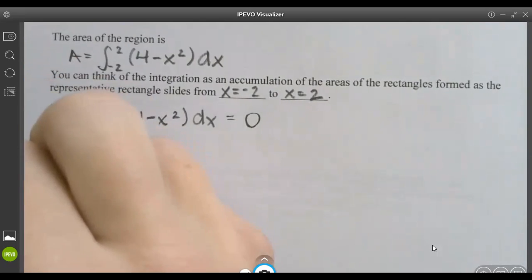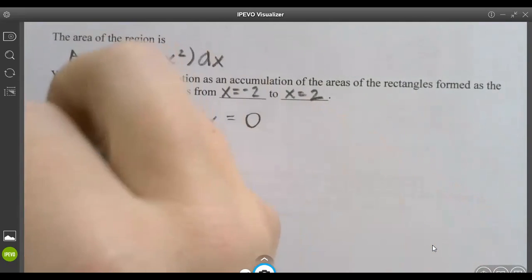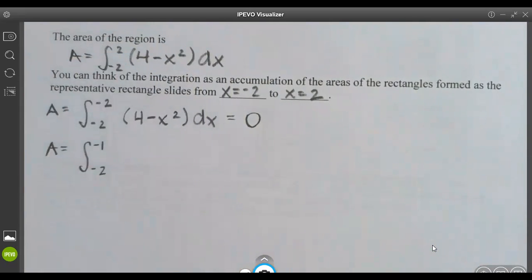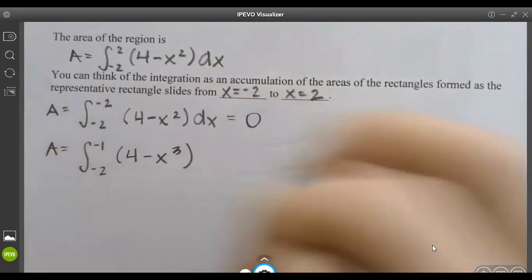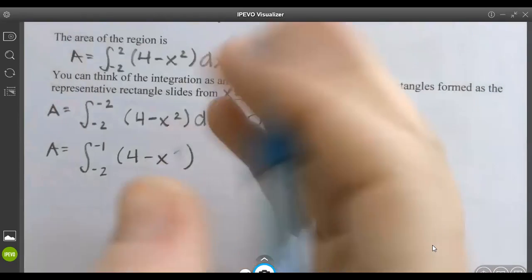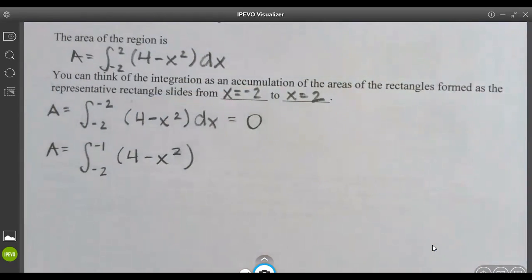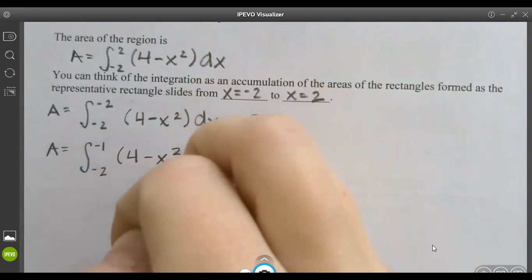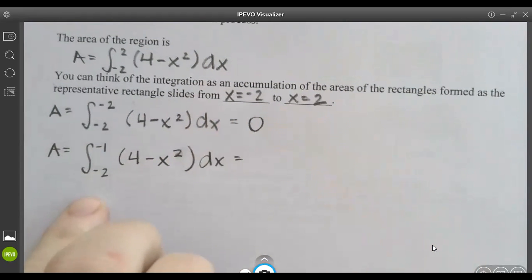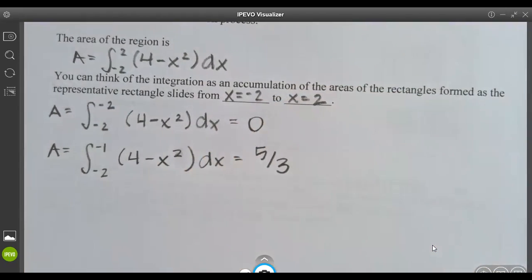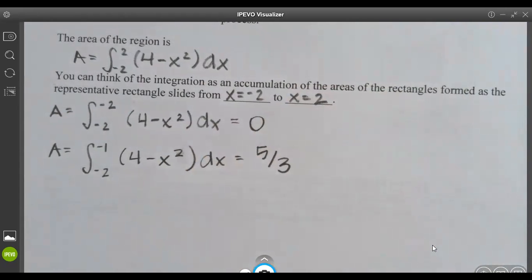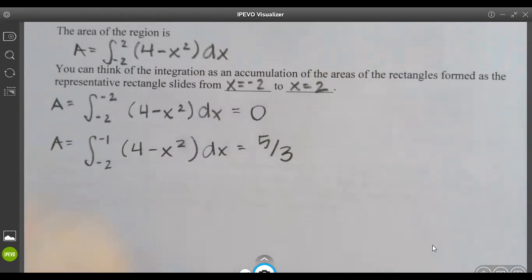Then you just go up a unit. So from -2 to -1. So we're just going to keep creeping up by 1. Same thing, we would have 4x minus x cubed over 3. And then we would plug in -1 minus plug in -2. And when you do that, you get 5/3. So we're not doing the work to find the area is what I was trying to explain to you earlier. But can you? Yes, it's pointless for us to keep doing that.